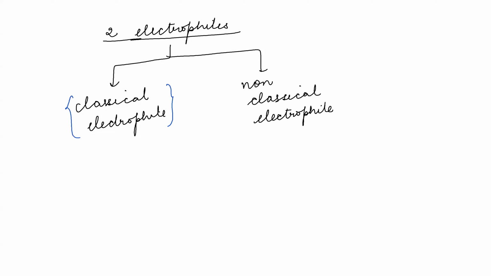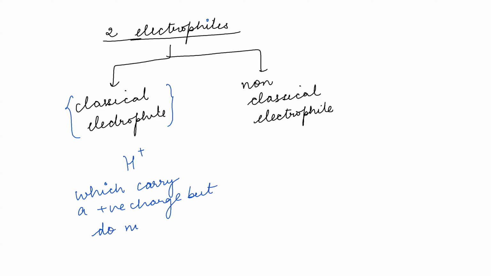See, in the electrophile part, what do we see here? In the two types of electrophiles, classical electrophiles are those which carry a positive charge but do not have lone pairs, right? So in that category, only H plus lies. H plus is the only classical carbocation or electrophile we have. But let's say we are talking about Br plus. Br plus's name would be bromonium ion.